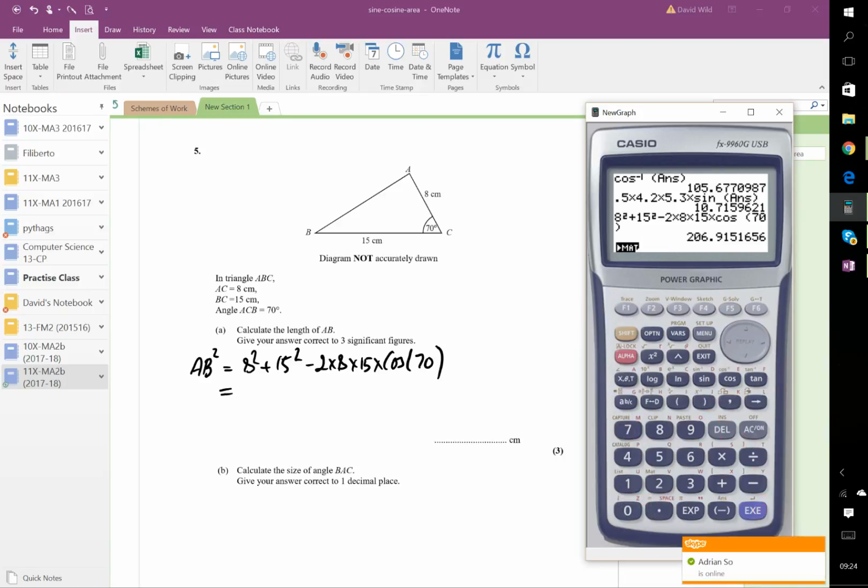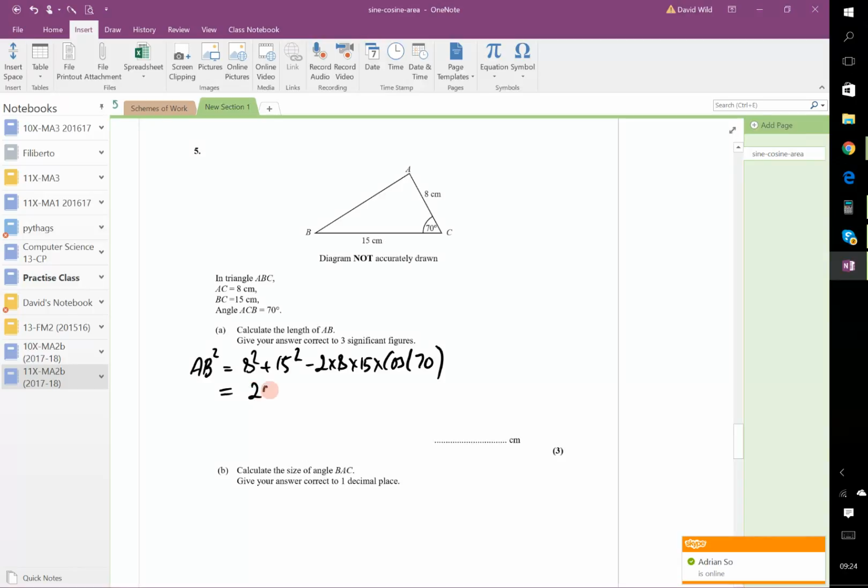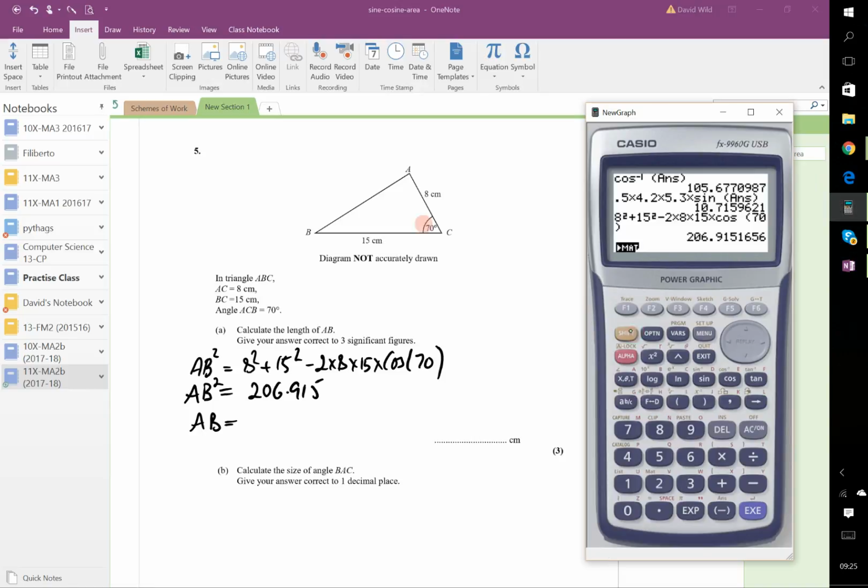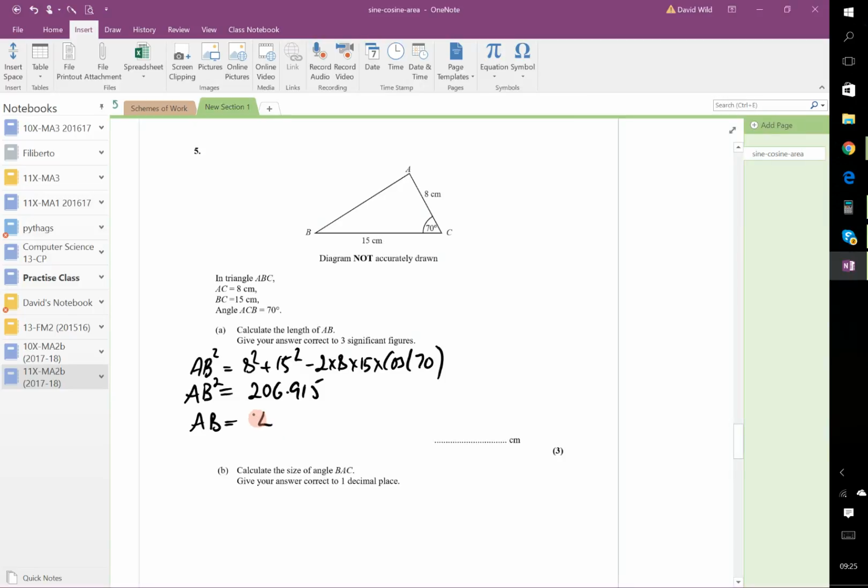So we put that into the calculator now. 8 squared plus 15 squared minus 2 times 8 times 15 times the cosine of 70 degrees. And we get 206.915. Again, being slightly more accurate before I square root. So AB is the square root of that. So we take the square root of my previous answer. And we get 14 point, and it's three significant figures, so we've got 14.4. And the unit's centimeters, three significant figures.